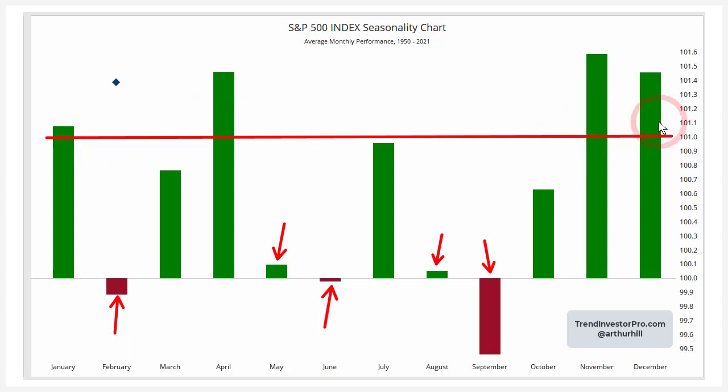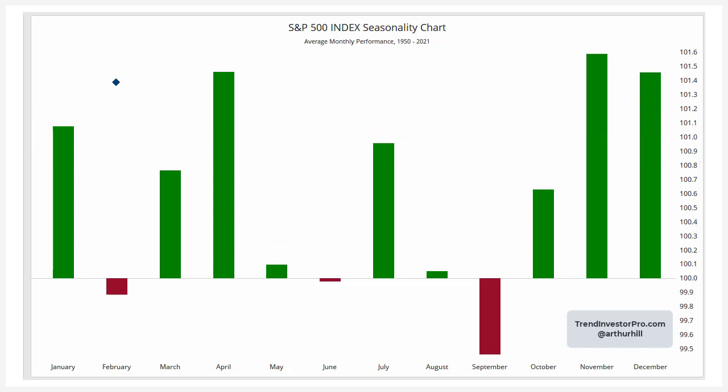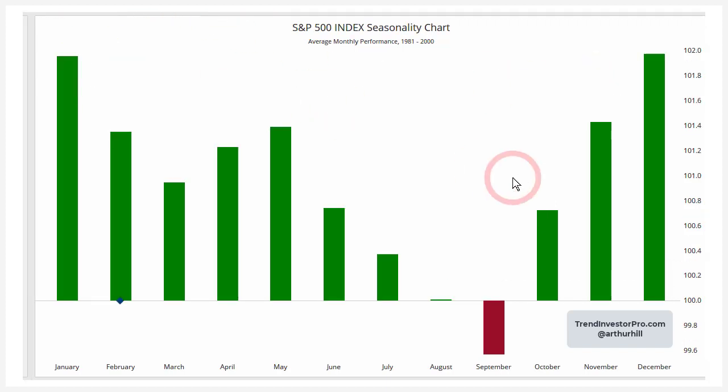December as well. And then if you go back to 1950, January is actually a pretty good year. So, with a lot of things regarding technical analysis, it depends on the time frame you are using. Now, if we look at another period, I'm going to look at the period from 1980 to 2000.